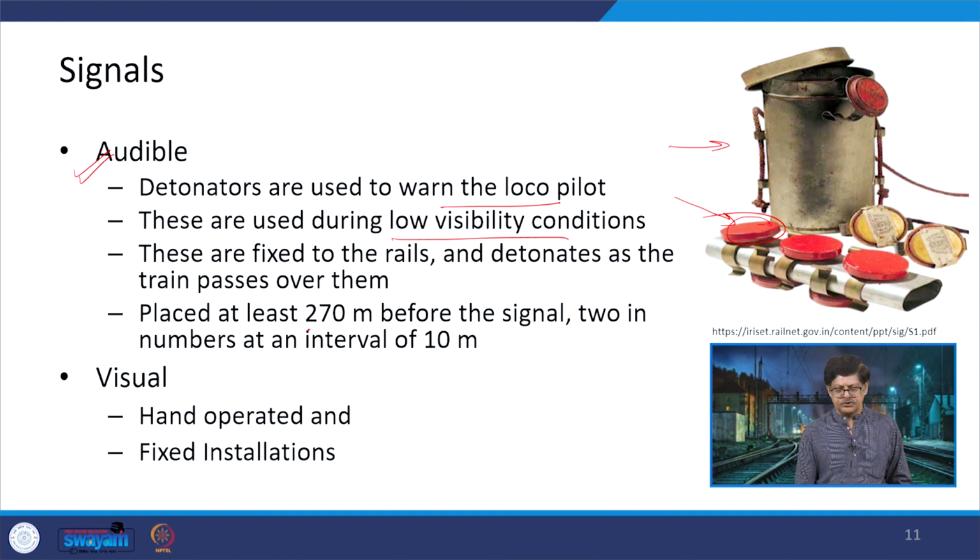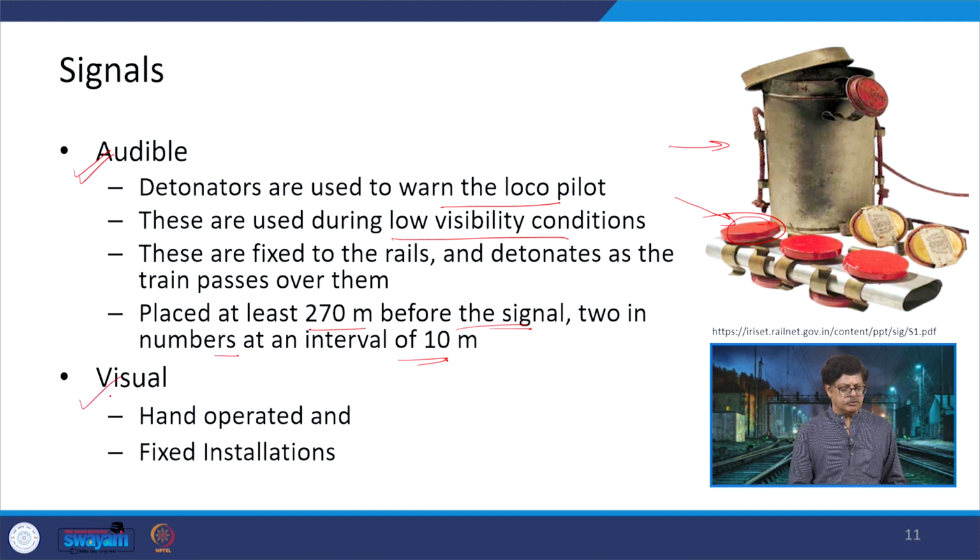They are placed at least 270 meters before the signal, 2 in numbers at an interval of 10 meters. So, it means there are going to be 2 such blasts. So, even if the loco pilot could not understand the first blast, there will be the second blast within no time, and that will alert the loco pilot further.